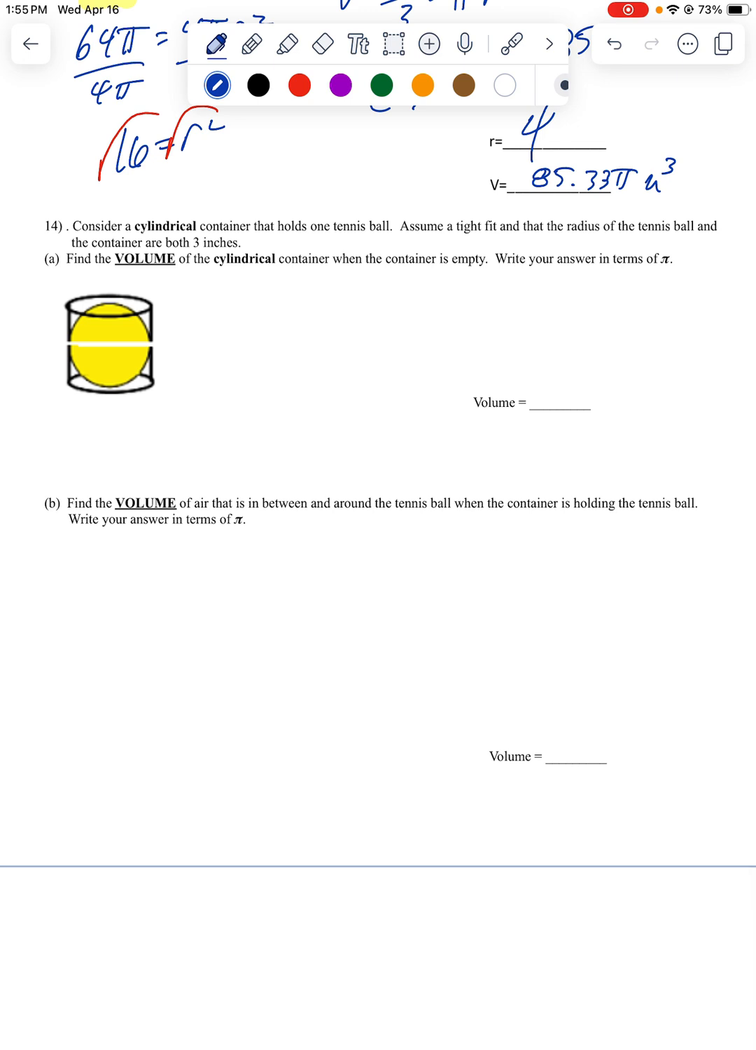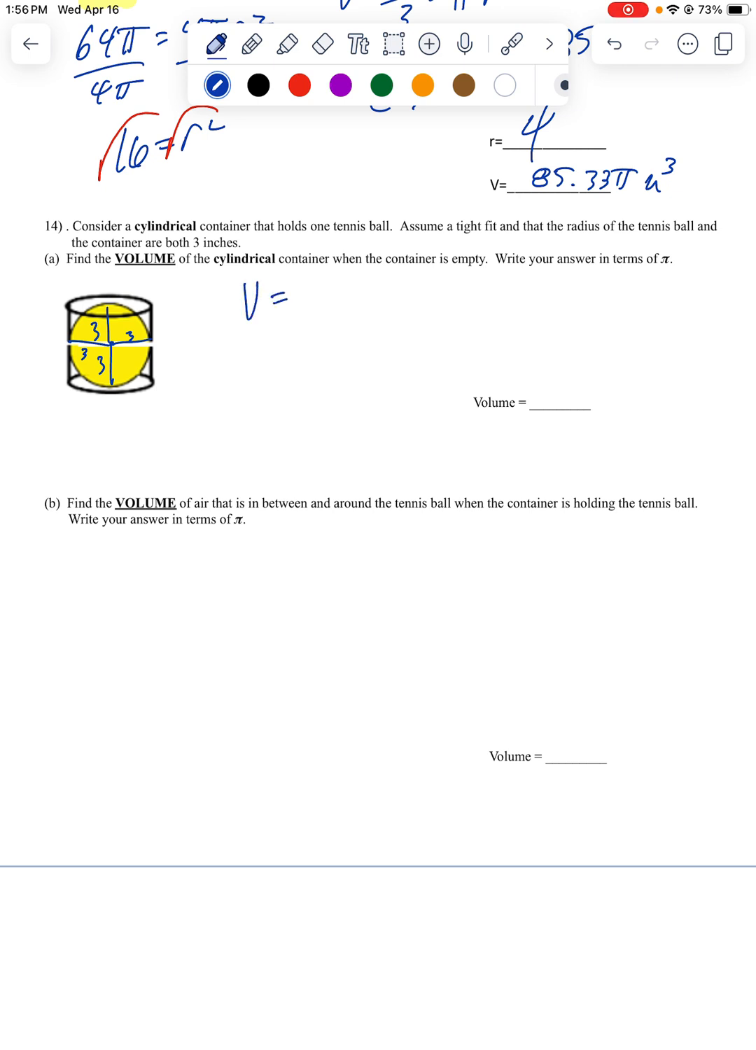Okay, 14 looks and sounds more complicated than it actually is. It says consider a cylinder that holds 1 tennis ball. Assuming a tight fit and that the radius of the tennis ball and the cylinder are both 3 inches. All right, so I got 3 and 3 and 3 and 3. All the radii are 3. Find the volume of when the cylinder is empty.